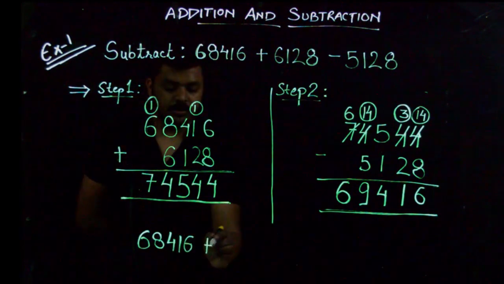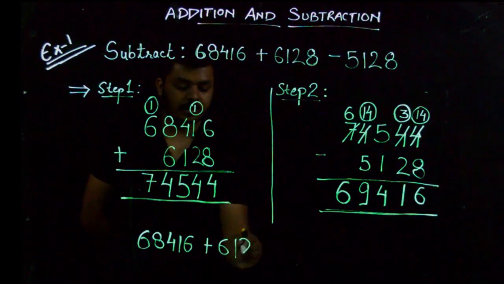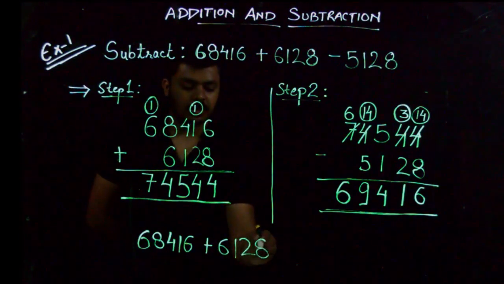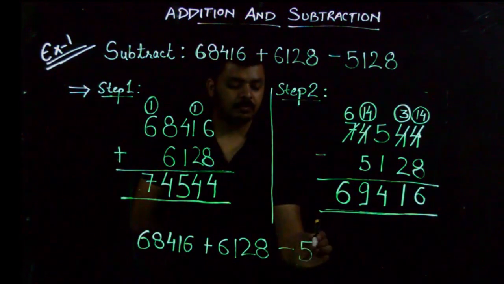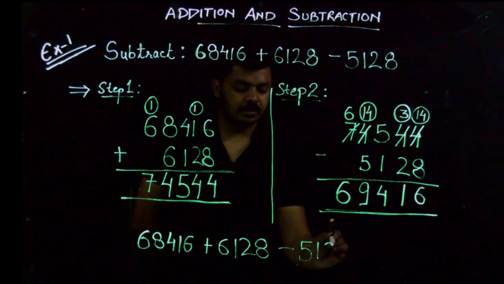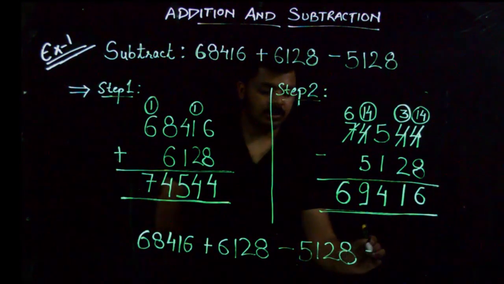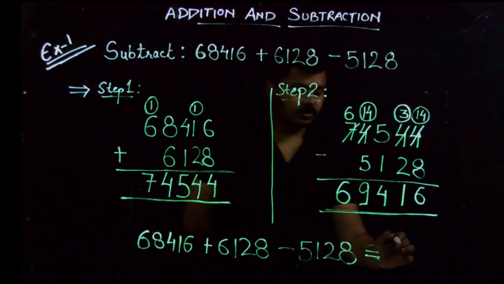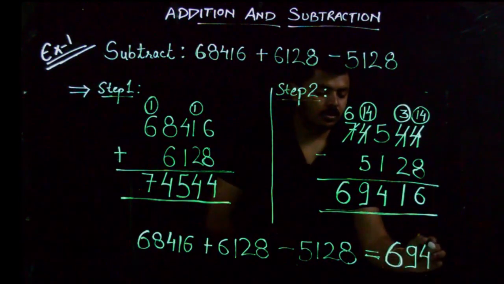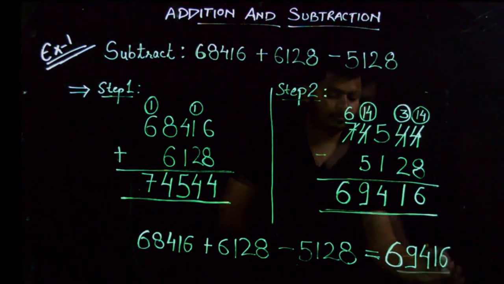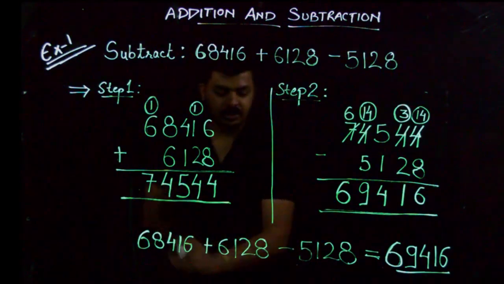plus 6,128 minus 5,128 is equal to 69,416. So this is the resultant for the given expression.